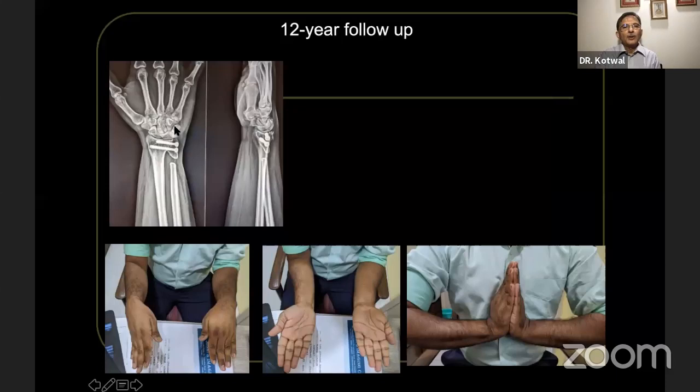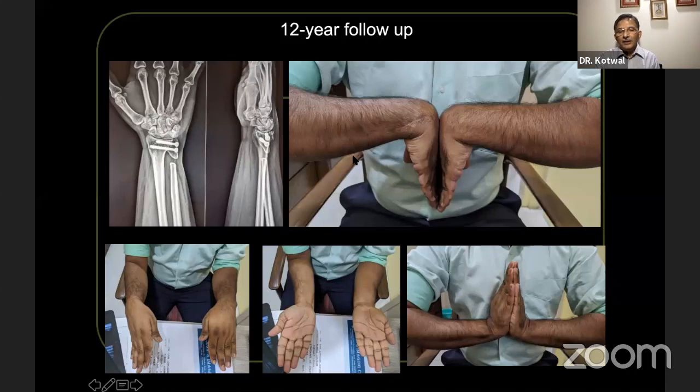This is one of our older patients. The surgery was done in 2008, and this is about a 12-year follow-up. Recently, he came for some other problem, and that's the range of movement and the function that he has. You can see a very well healed scar and very good function.